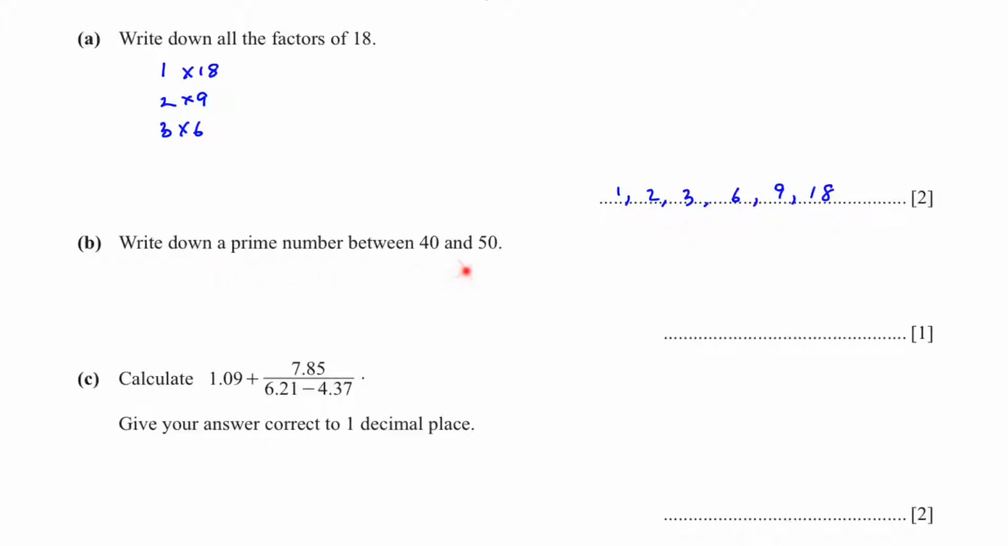Write down a prime number between 30 and 40. There are 3 prime numbers between 30 and 40: 31, 37, and 41. You can write any of these.